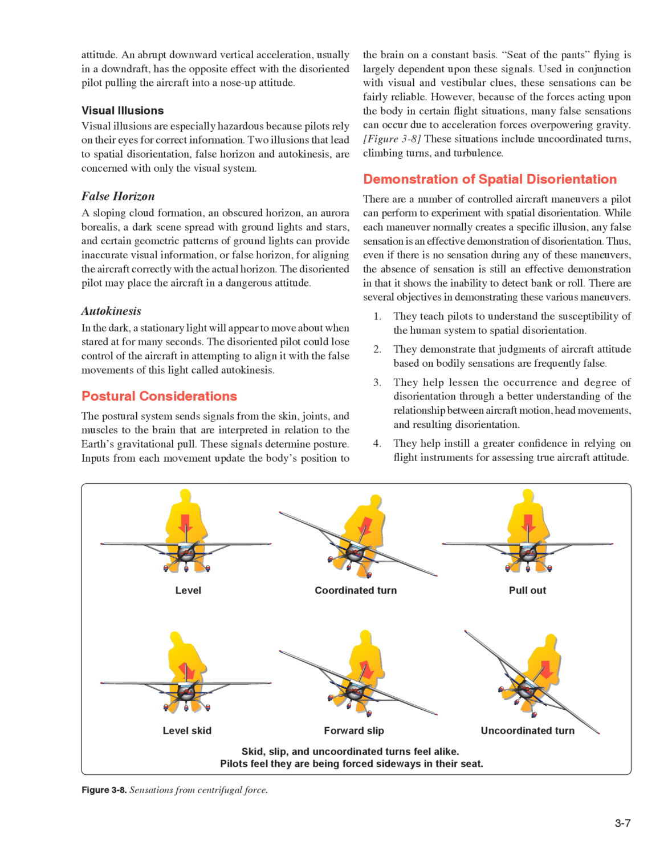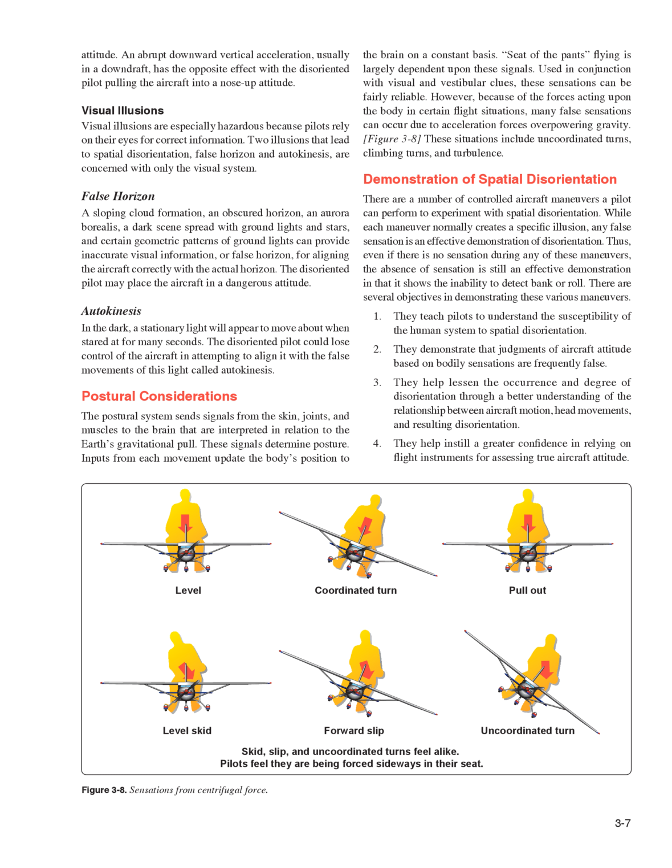Inputs from each movement update the body's position to the brain on a constant basis. Seat of the pants flying is largely dependent upon these signals. Used in conjunction with visual and vestibular clues, these sensations can be fairly reliable. However, because of the forces acting upon the body in certain flight situations, many false sensations can occur due to acceleration forces overpowering gravity. Figure 3.8. These situations include uncoordinated turns, climbing turns, and turbulence.